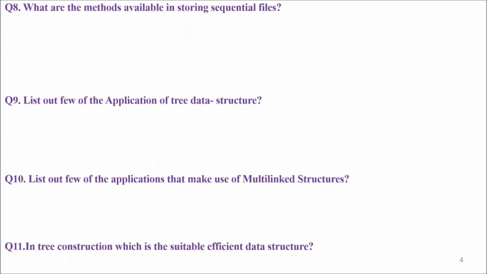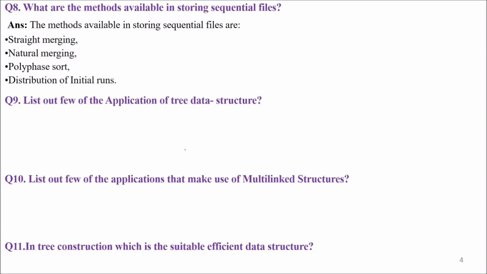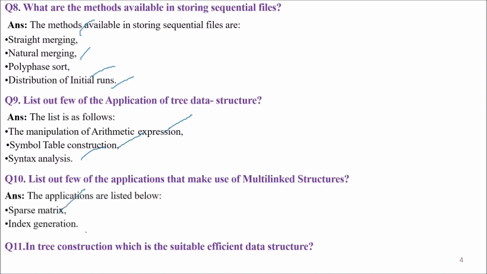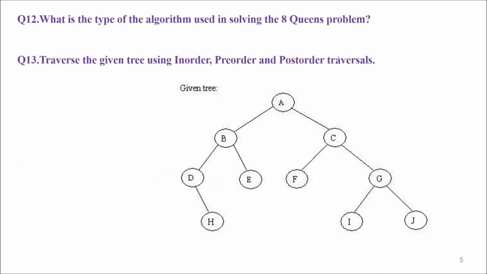What are the methods available in storing sequential files? The methods are straight merging, natural merging, polyphase sort, and distribution of initial runs. List out a few applications of tree data structure. You can use tree for manipulation of arithmetic expression, symbol table construction, syntax analysis. List out a few applications that make use of multi-link structures: sparse matrix and index generation. In a tree construction, the suitable efficient data structure is linked list.